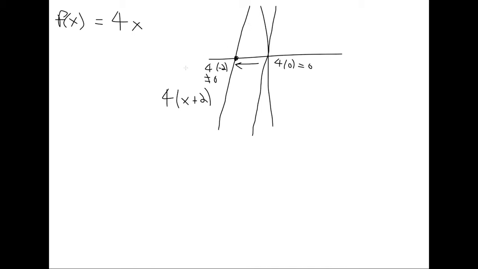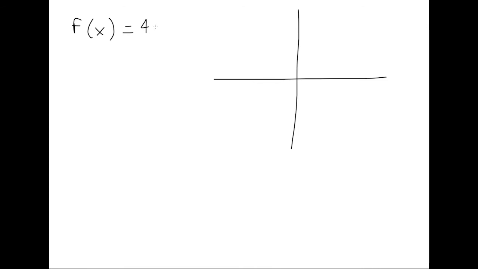Okay? Alright, so that pretty much covers moving left and right. But what about moving up and down? What would the equation look like then? Well, let's say we had a function equal to 4x again. Let's just do 4x again. And let's say we wanted to move it up or down.